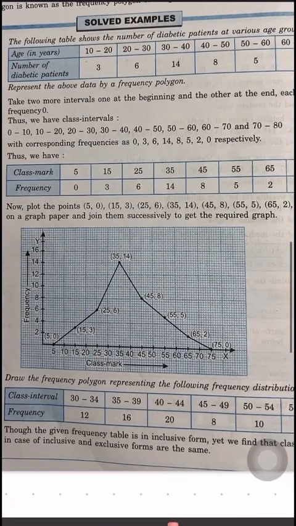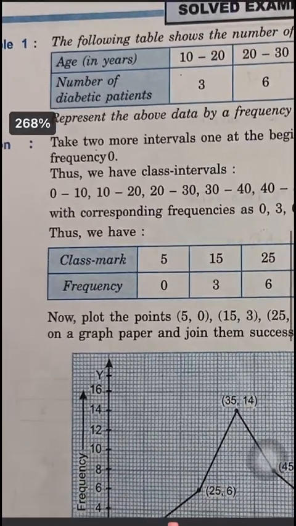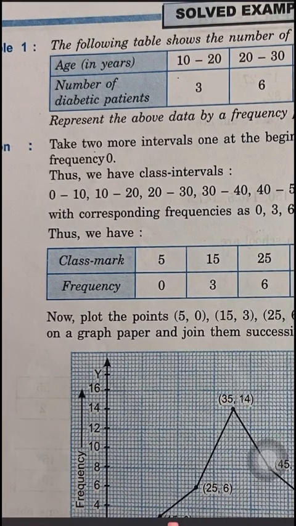Now we need to represent this data by a frequency polygon. So we need the class mark. You already know about the class mark. So here, let's start the class mark from 0. As we already know, there are no diabetic patients whose age is between 0 to 10. But the class mark between 0 to 10 will be the mid value. So between 0 to 10, the mid value is 5. So for this one, the class mark will be 5 and the frequency will be 0 because there are no patients between the age group 0 to 10.